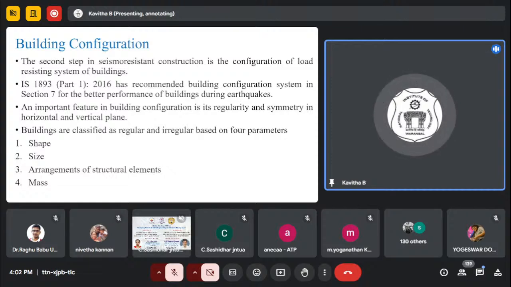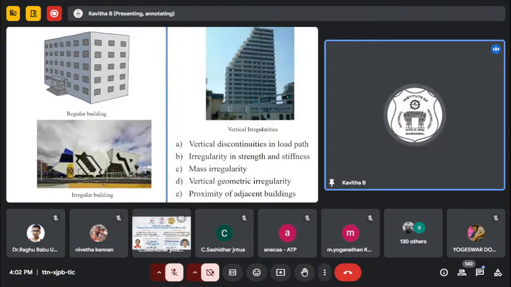When it comes to configuration, first shape, size, and arrangement of structural elements play a role to make it regular. Regular and irregular are basic terms. You can easily understand by the words what they mean. Regular means, for example, if you consider a central line of the building, left and right portions should be arranged equally so that it is able to balance the section.